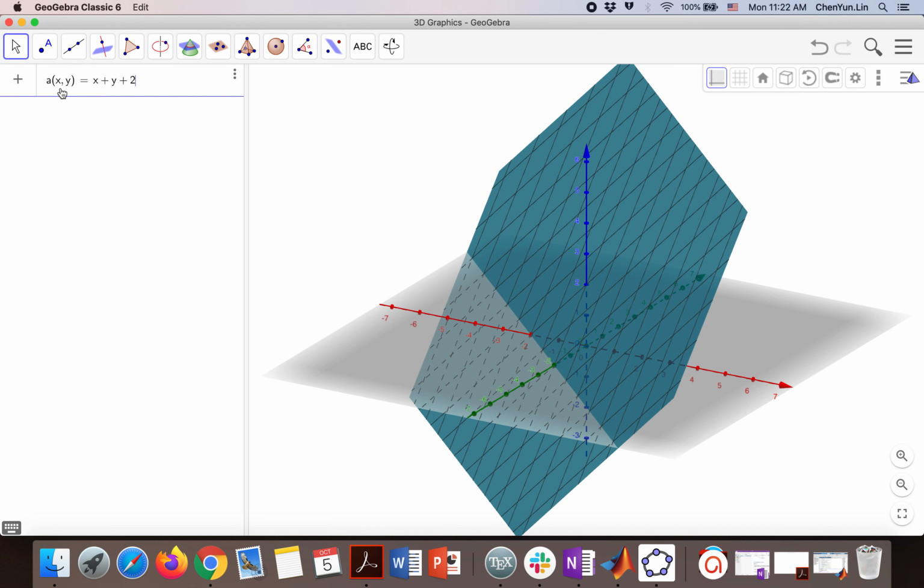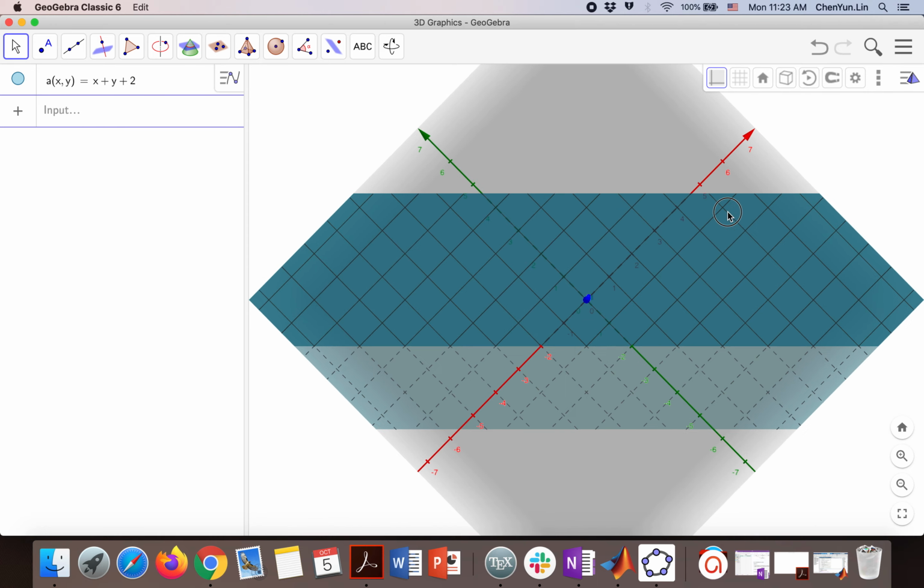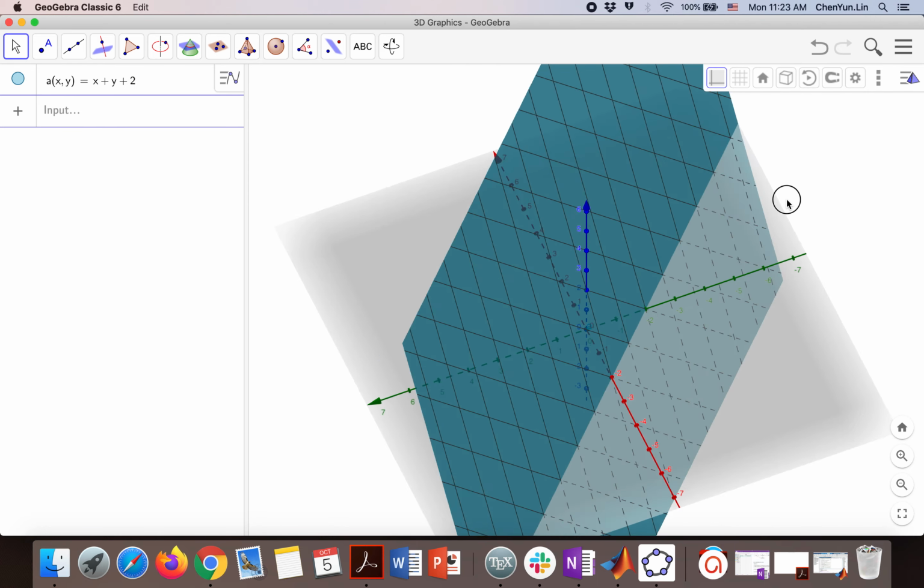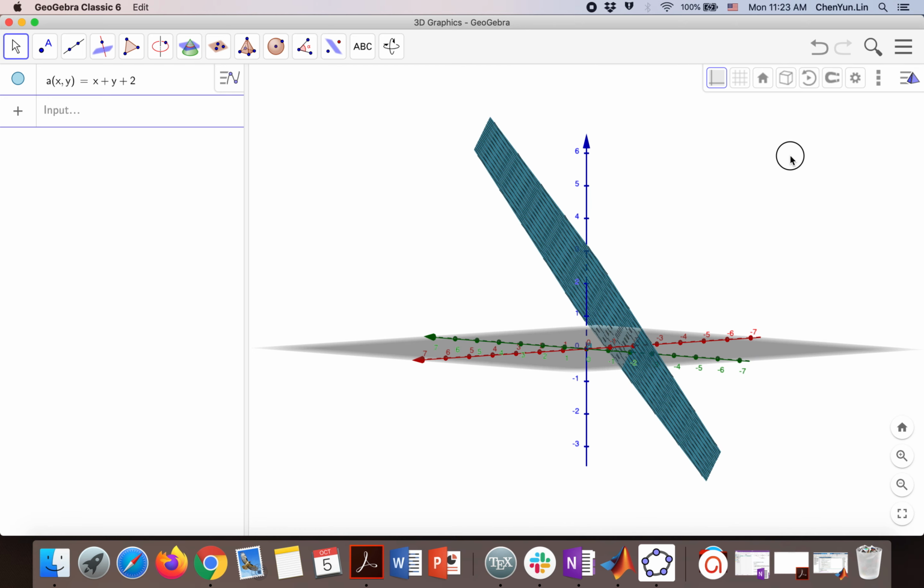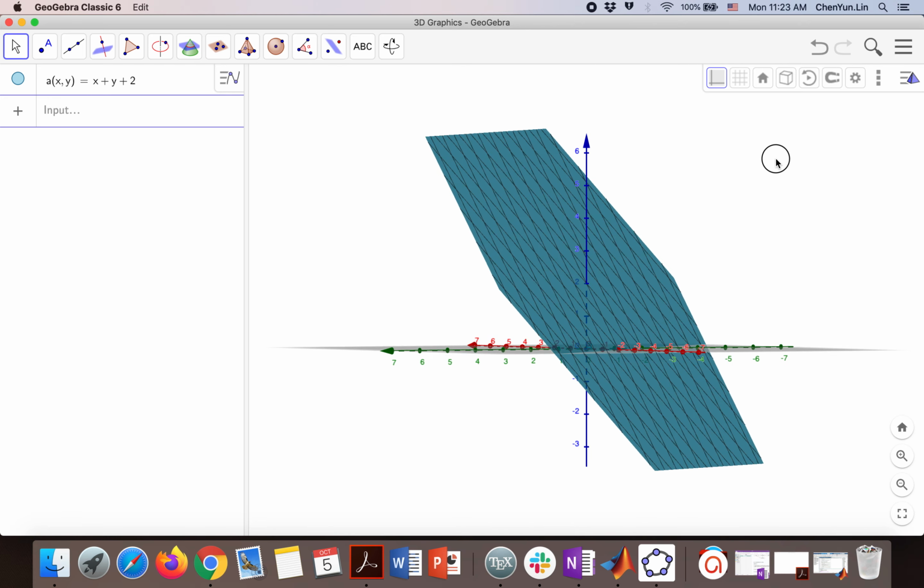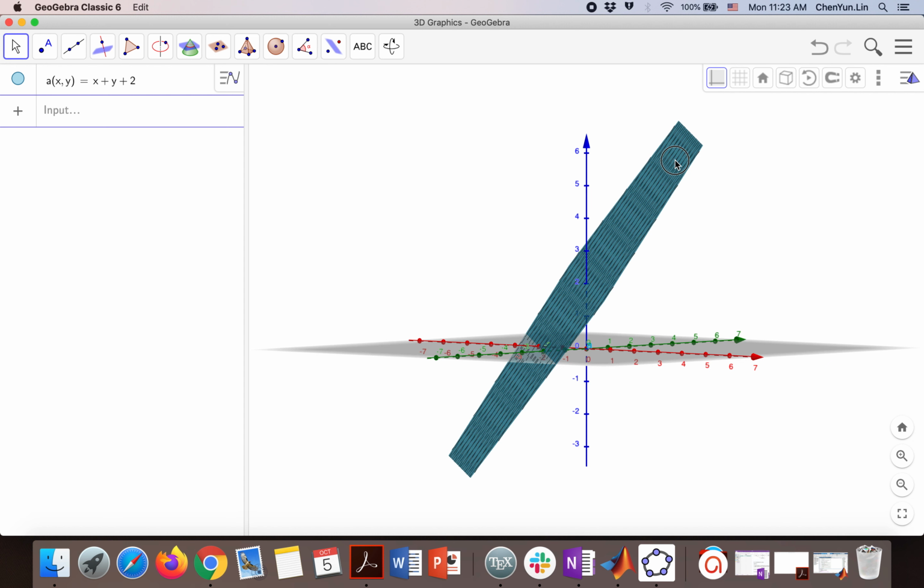So now I have two input variables, and given a relation, which is the function a of xy, I would have an associated output value. And as you can see here, what I get is a plane, right? Which makes sense because it's degree 1.